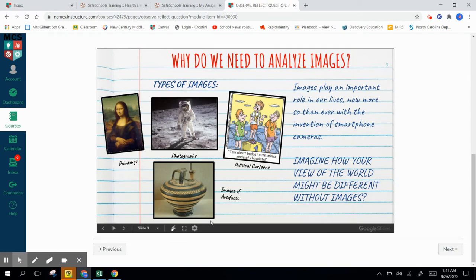So why do we need to study or analyze images? So images play a very important role in our lives today, now more than ever, especially with the invention of our smartphone cameras. So imagine how different our world would be without images. So types of images include paintings, photographs, political cartoons, and artifacts.